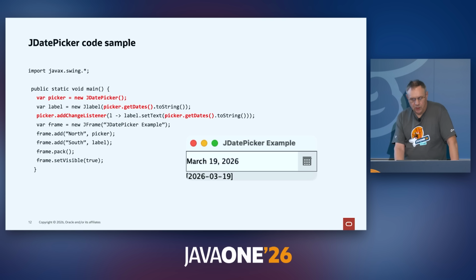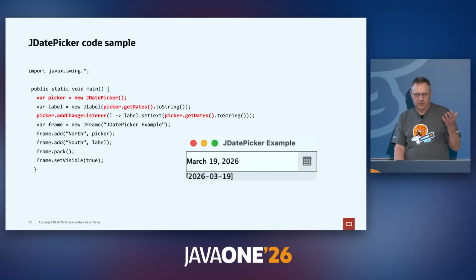Okay, so code. How do you use it at the most minimal level? Very simple. You say new JDatePicker, and then here in this simple UI, which is basically that entire program, we have the JDatePicker displayed, and we have a JLabel below it displaying the date, which isn't today? Wow. Okay. But I thought I did this earlier. Okay, never mind.